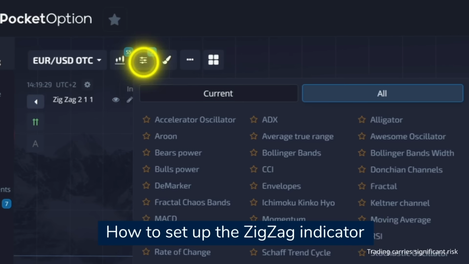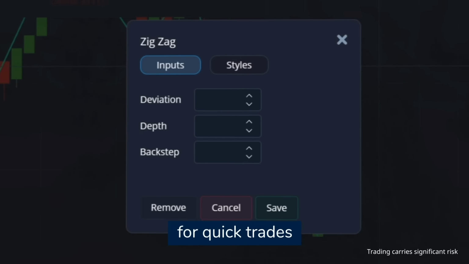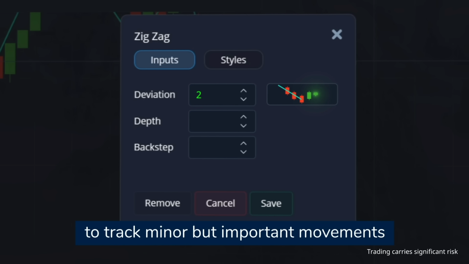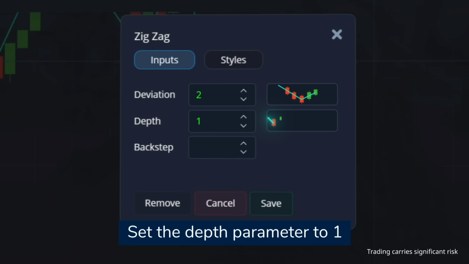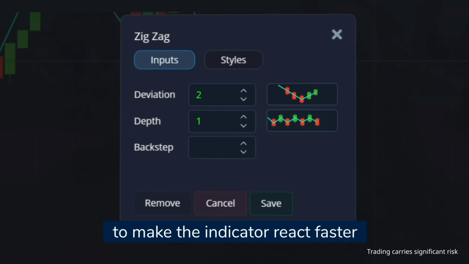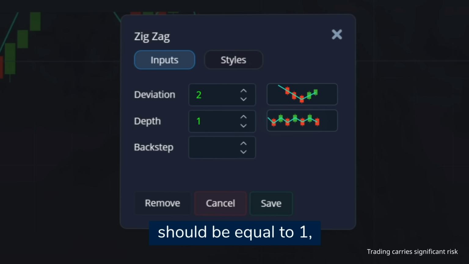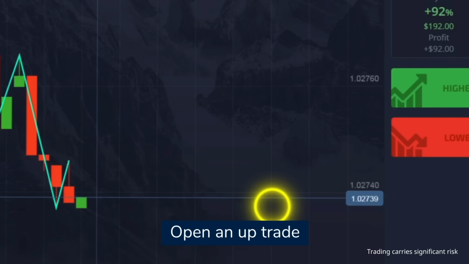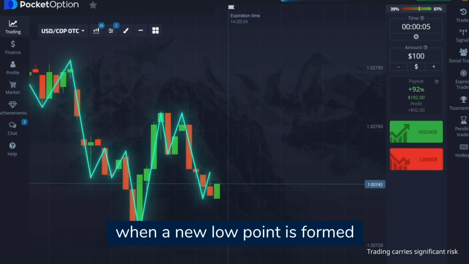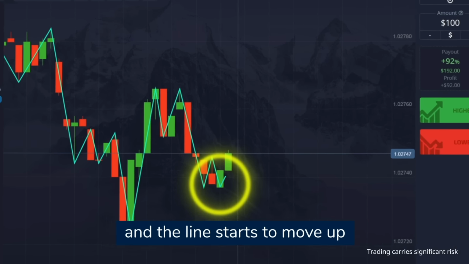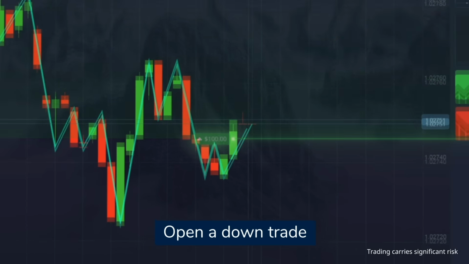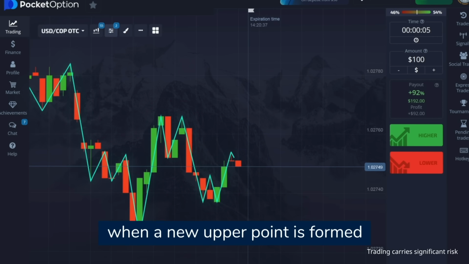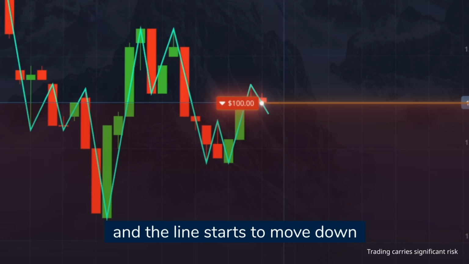How to set up the ZigZag indicator for quick trades. Set the deviation to 2 to track minor but important movements. Set the depth parameter to 1 to make the indicator react faster to price changes. The backstep parameter should be equal to 1, which minimizes the redrawing of the indicator lines. Open an up trade when a new low point is formed and the line starts to move up. Open a down trade when a new upper point is formed and the line starts to move down.